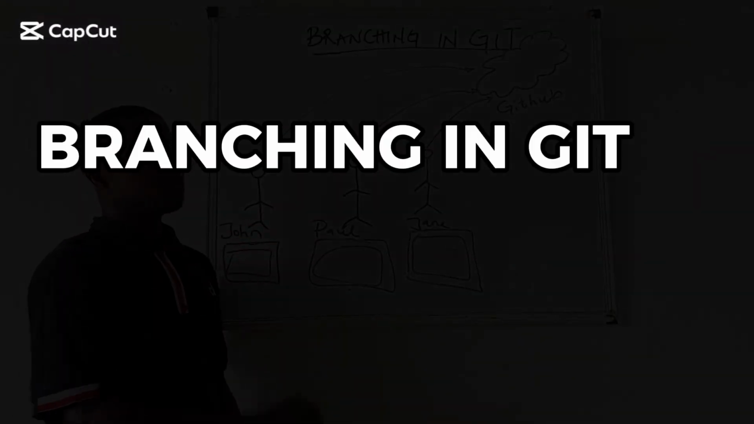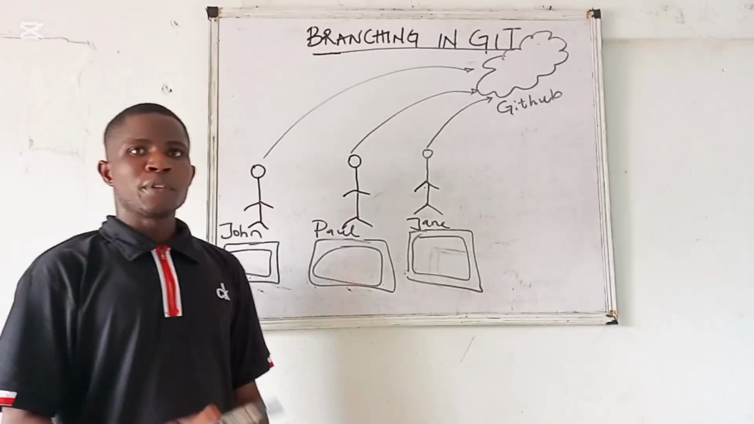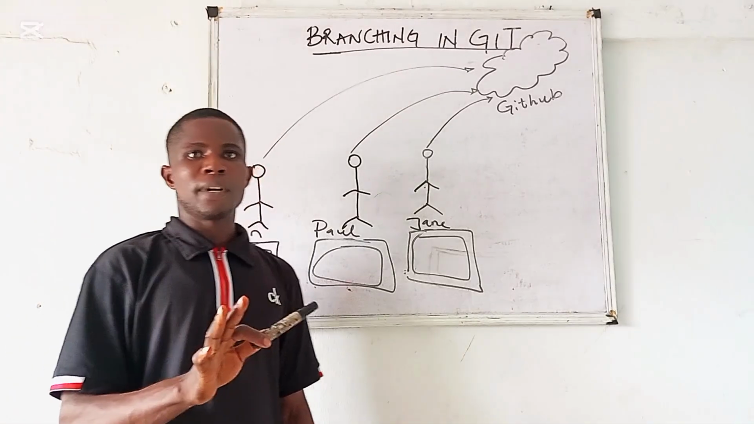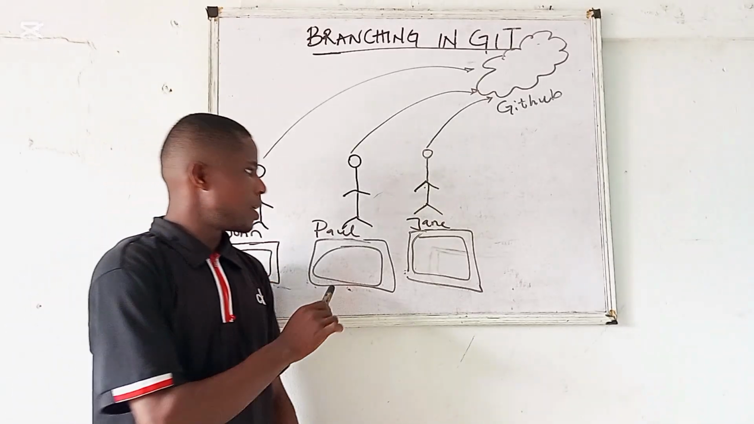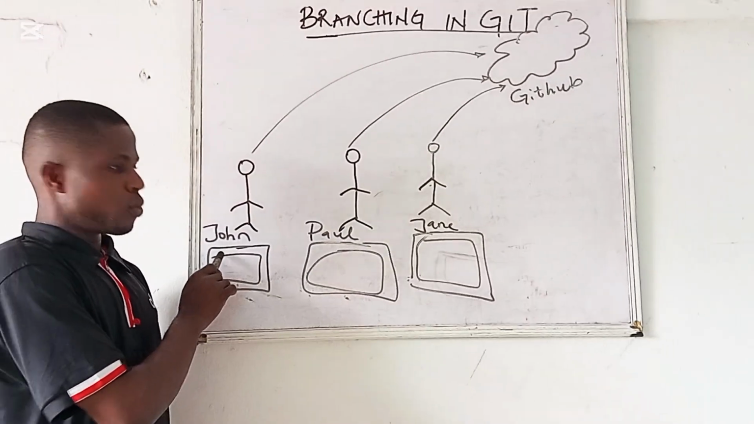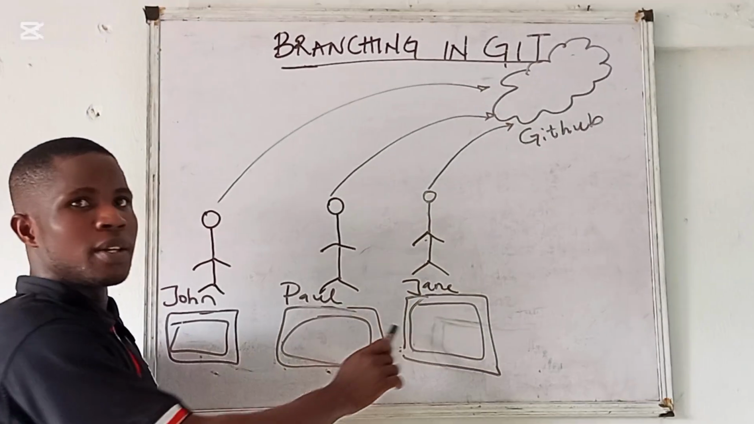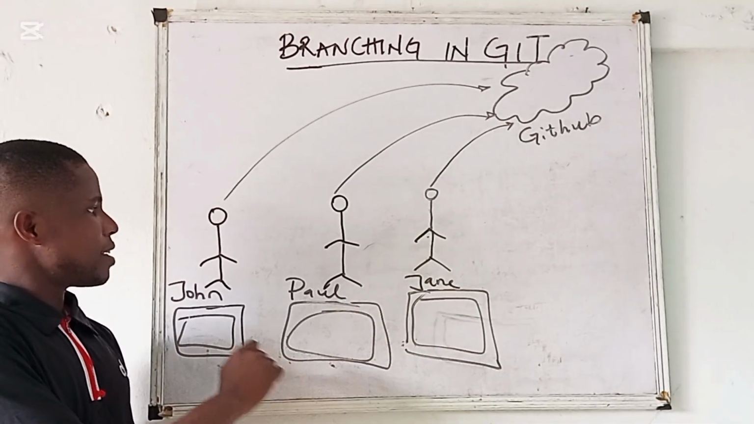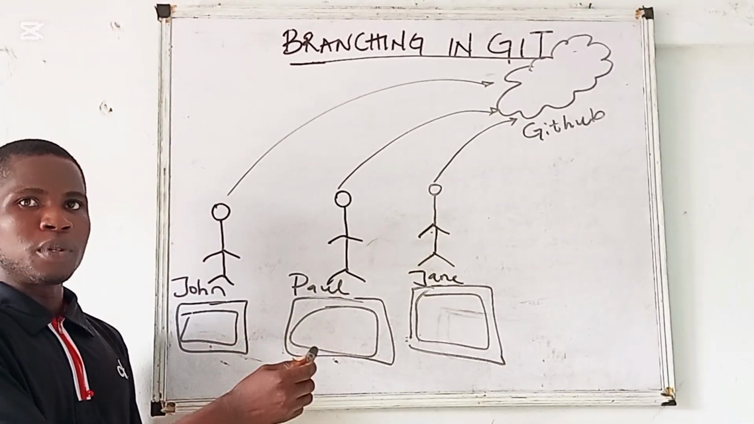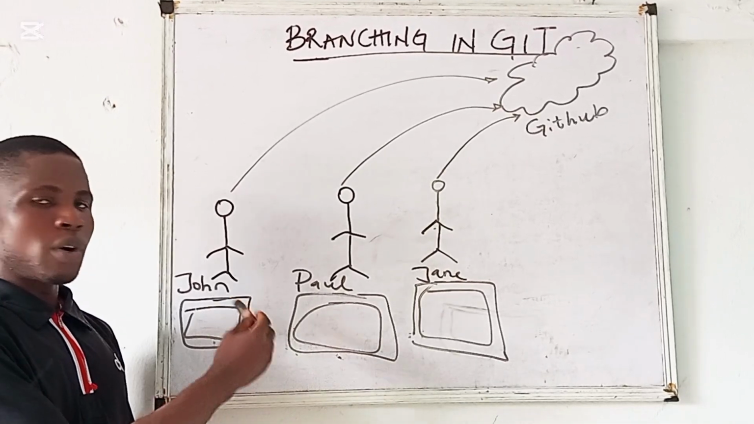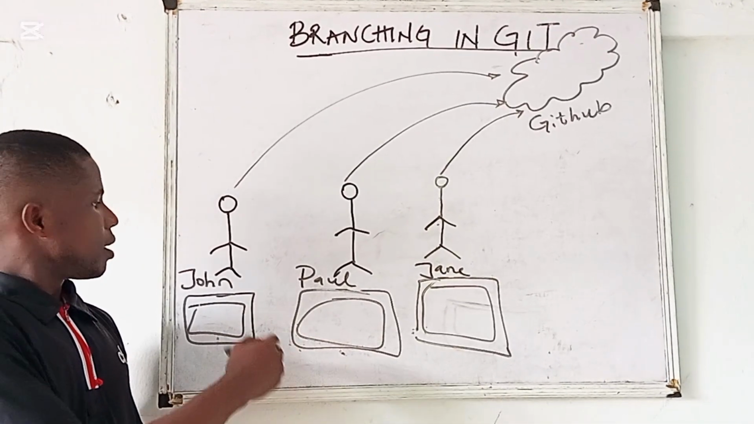Today we're looking at branching. For instance, three developers are working on the same code base. You have John with his computer, Paul with his computer, and Jane with her computer. Then they are working on building a project, and they are working on the landing page.